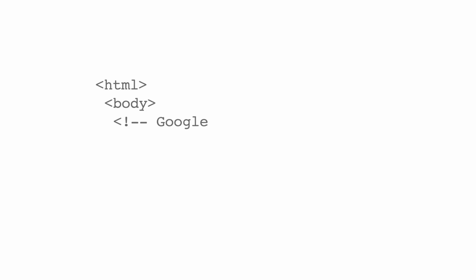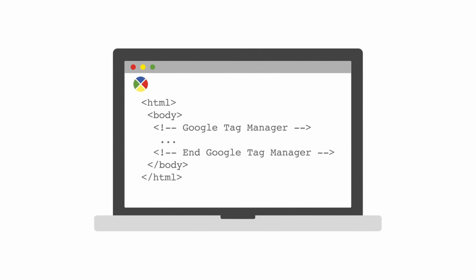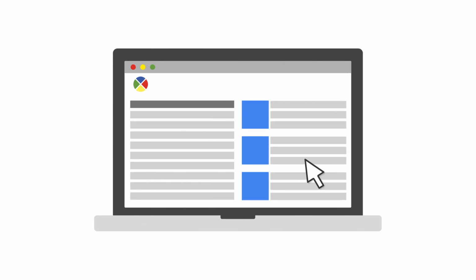The code snippet for your container is the main piece of code that must be inserted on all pages of your website. When the container code is present on a page and the page is accessed, it tells Tag Manager to inject any tags that you have configured into your pages. Once the container code is in place, you can deploy any tag via the Tag Manager interface.